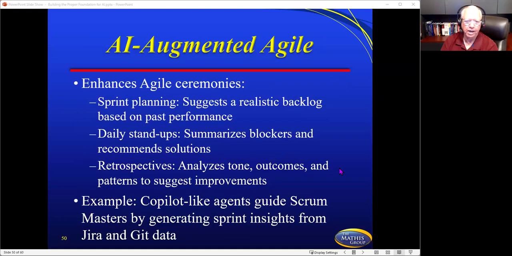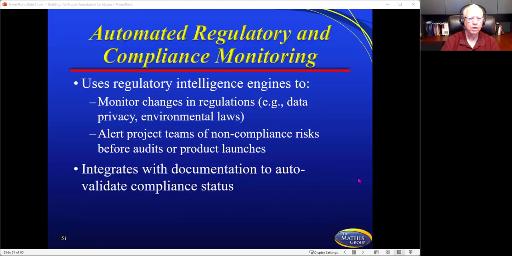AI-augmented Agile enhances agile ceremonies. Sprint planning suggests a realistic backlog based on past performance. Daily stand-ups summarize the blockers and recommend solutions. Retrospectives analyze tone, outcomes, and patterns to suggest improvements. And the example would be Copilot-like agents guiding Scrum Masters by generating sprint insights from Jira and Git data. So just an example right here that we're already seeing out here.